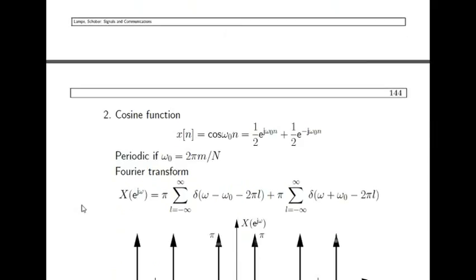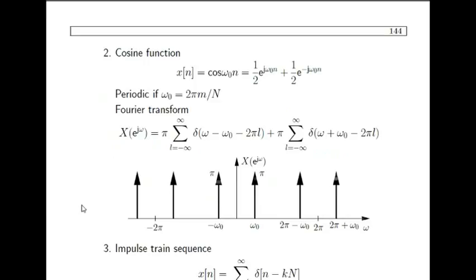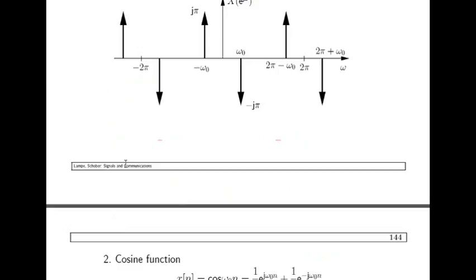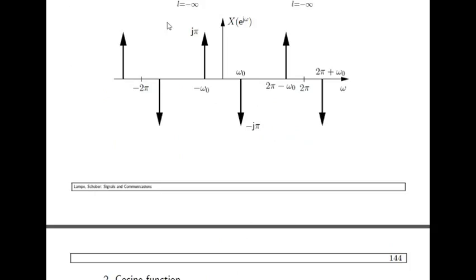The difference is that there is a difference of j here. Earlier it was minus j and j in the case of the sine function, minus j here and plus j here. The other difference is that in the case of the sine Fourier transform, the impulses contain both positive and negative quantities, but in the case of the cosine function it consists of only positive quantities.